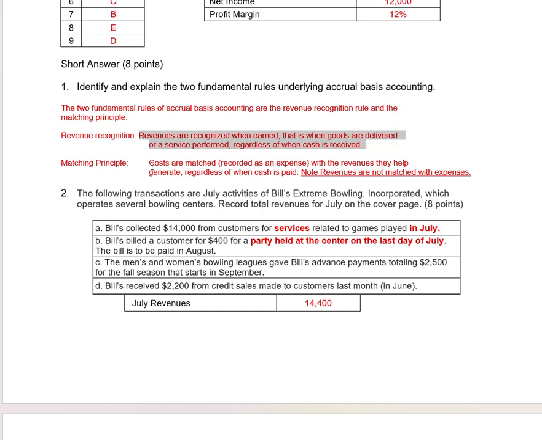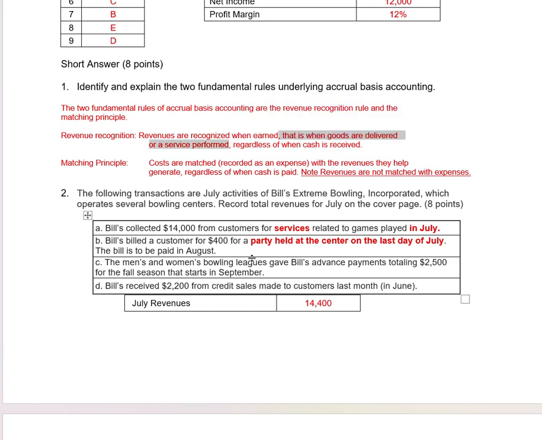The matching principle says we match costs by recording them as an expense with the revenues they help generate. We don't match revenues with expenses. We record revenues when we deliver the goods or perform the service.